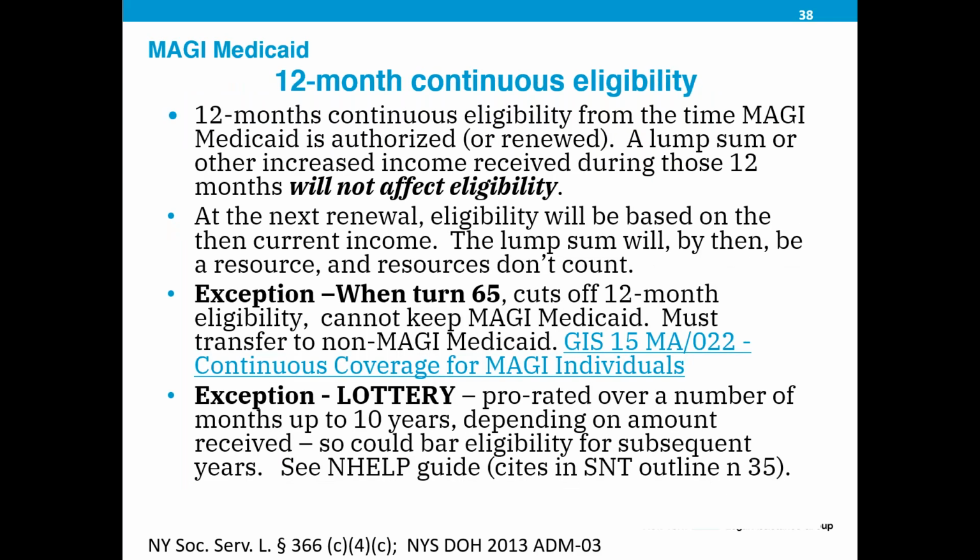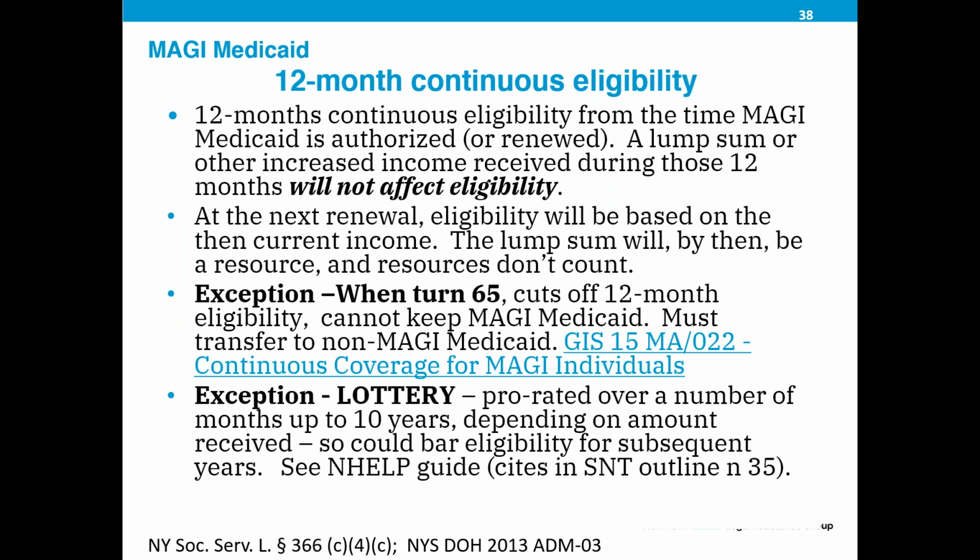Another big advantage of MAGI Medicaid is 12-month continuous eligibility. So this was a wonderful part of the ACA. For 12 months from the time one is determined eligible for this Medicaid or from a renewal, any income received during that 12 months will not affect eligibility. So if the lump sum is received during that year, that's okay. Or if that person got a great job during that year, that's okay.